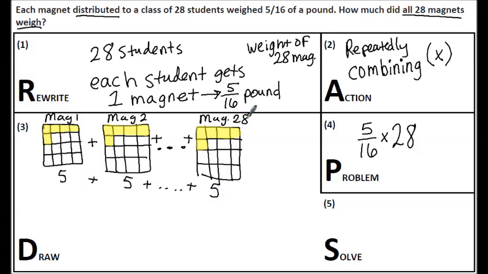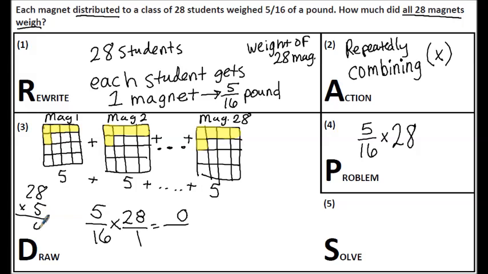Because those denominators are the same, we know that we have 5/16, and times 28 over 1, we see that we have those 5 28 times. So 5 plus 5 plus 5, all the way 28 times. 28 times 5, make sure we carry that 4, and we get 140. So we know that we have 140 of those 16th pounds. But then we need to make sure we simplify all of our answers.